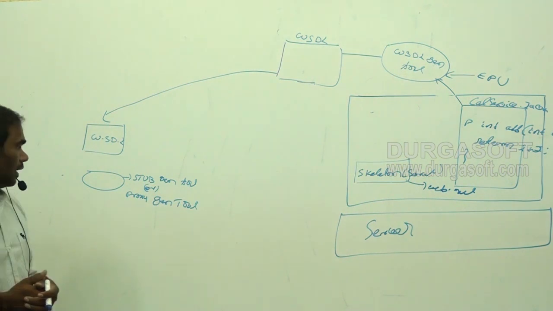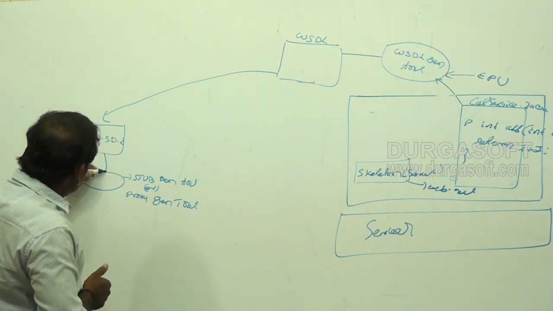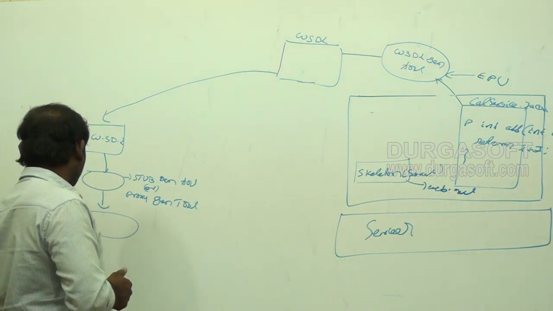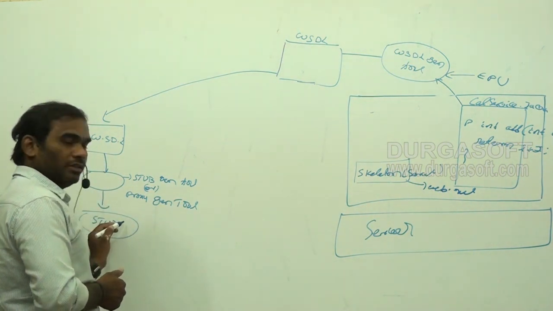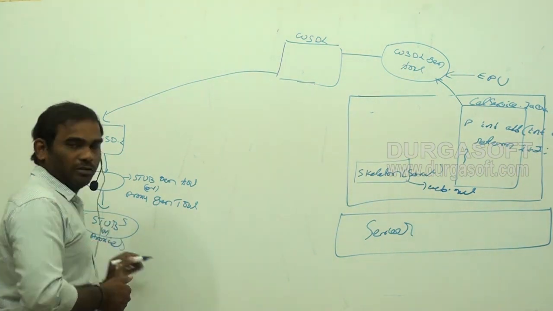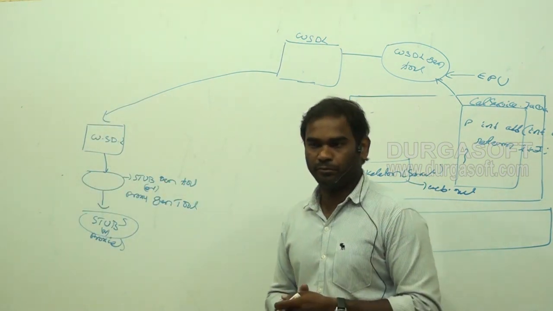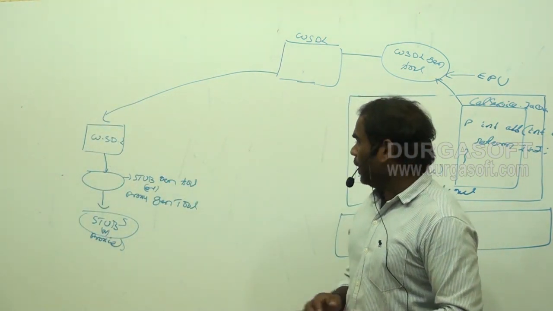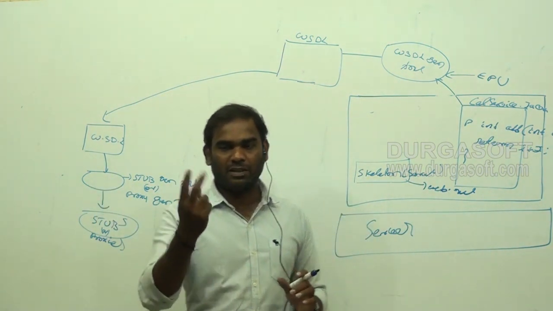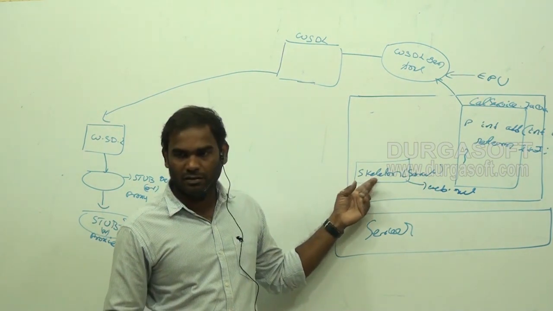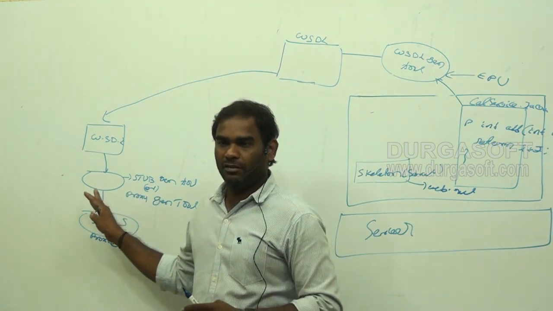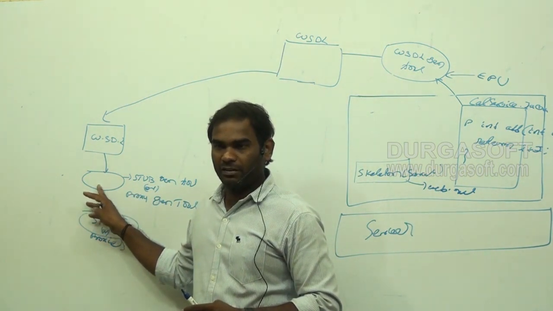Understood? So the input for this tool is the WSDL, and it will generate the stubs, or another name, proxies. Again, this stub generation tool is a predefined class. On the server side we have two predefined classes: one is the skeleton, another is the WSDL generation tool. On the client side, the stub generation tool is the predefined class. The stubs are the generated classes.